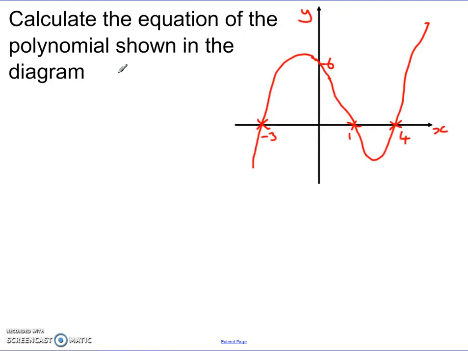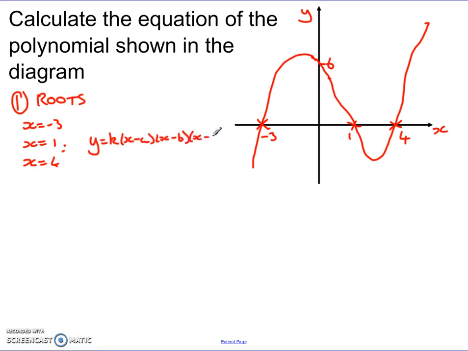First one, I want to calculate the equation of the polynomial shown in this diagram here. So the first key bit of information we look at are the roots. Now, looking at this diagram, there are 3 roots clearly. So what we can then say is that x equals negative 3, x equals 1, and x equals 4 are your 3 roots for this equation. If we remember the general way we write it is y equals k bracket x minus a, x minus b, x minus c, and we know it's only going to be 3 brackets because there are 3 roots, we're able to put these values in for a, b, and c to get the first part of our equation.